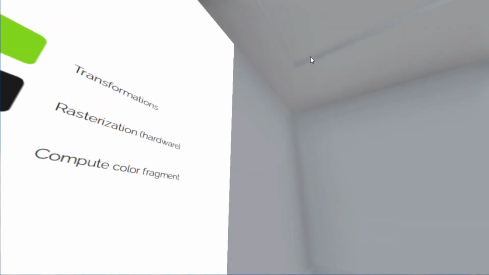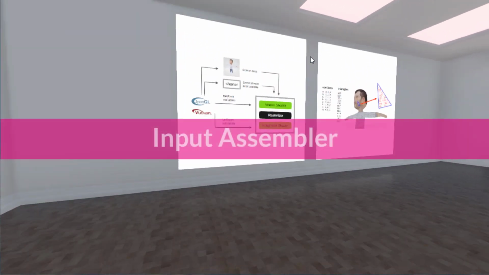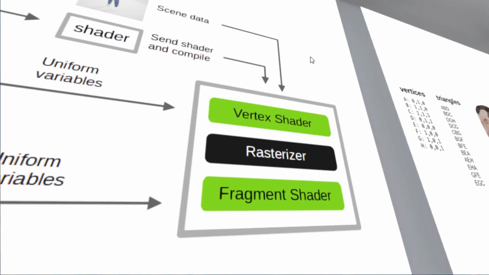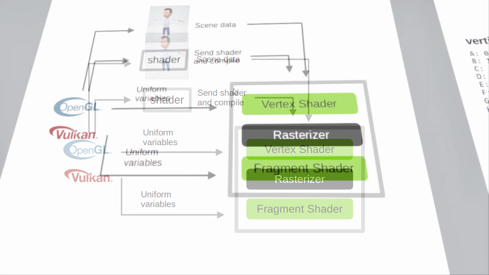Now, let's move on to the first stage of the rendering pipeline, which is the input assembler. In this stage, the APIs connect with the GPU and send the data to the rendering pipeline. The data consists of geometry, textures, and shaders, which are compiled initially before use.